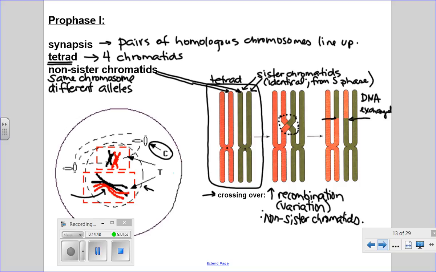So this is what's different. Other than that, like I said, prophase has the same characteristics: centrioles, spindle fibers, nuclear membrane decomposing. So you would continue to look for those key things if you were trying to identify which phase of the cell cycle it was.